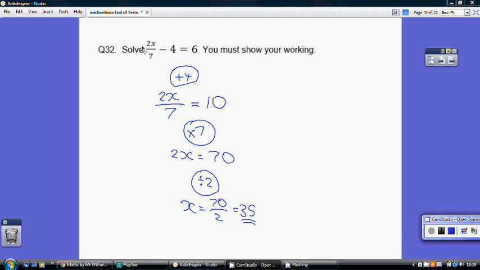Check your answer. 2 lots of 35 is 70. 70 divided by 7 is 10. And 10 take away 4 is indeed 6.